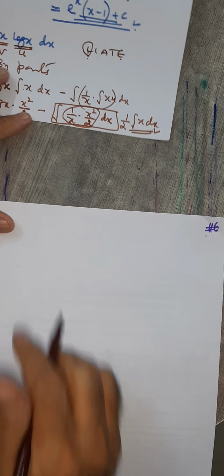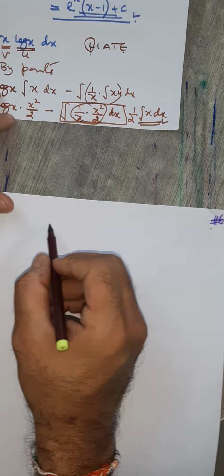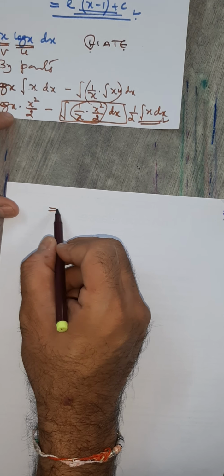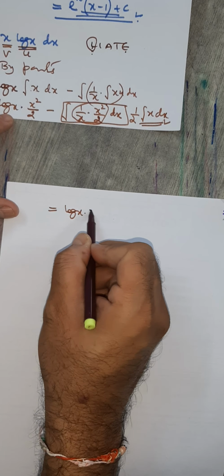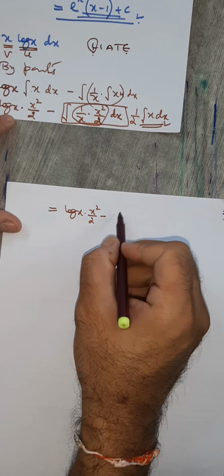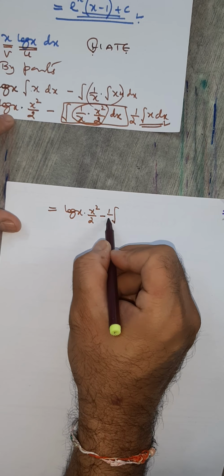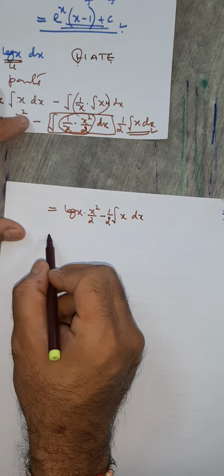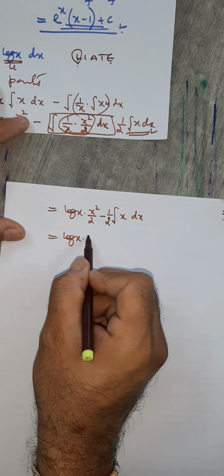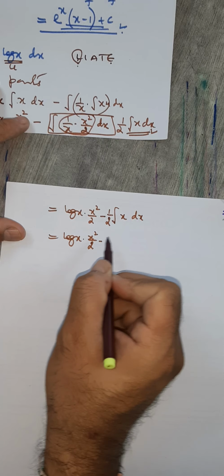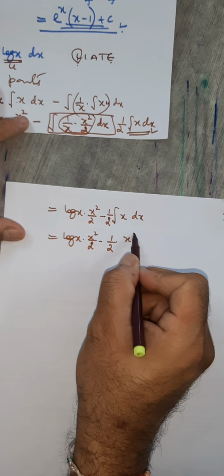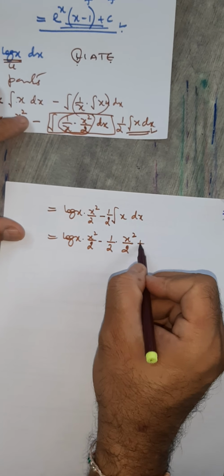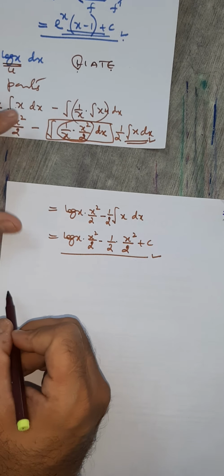So finally, what we are getting here is log x into x square by 2 as it is, minus 1 by 2 outside, and this is just x dx. And therefore you have log x into x square by 2 minus 1 by 2 into x square by 2 plus c. This is the required integral.